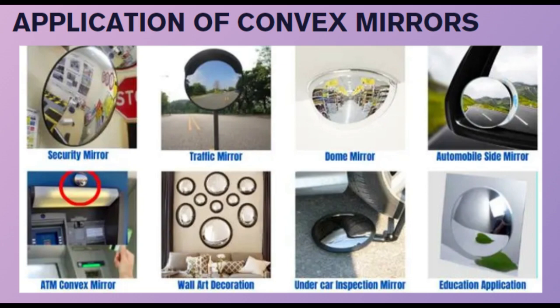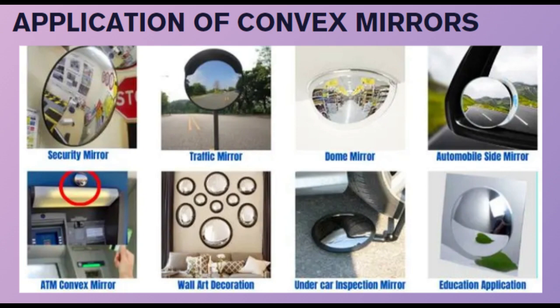Surveillance and security. Convex mirrors are employed in surveillance systems and security installations to monitor large areas such as parking lots, warehouses, and retail stores, allowing security personnel to observe activities from a central location. Road safety. Convex mirrors are strategically placed at intersections, driveways, and sharp curves to enhance road safety by providing drivers with a panoramic view of oncoming traffic, enabling them to anticipate and avoid collisions.